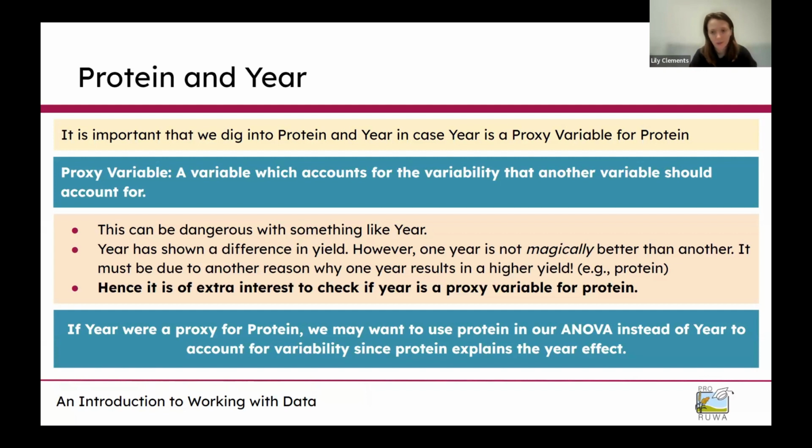This can also be found with things like village, region, those sort of variables which aren't causal. A certain village is not going to be your reason why you've got a different yield. It might be to do with an aspect of that village, the rainfall amount in that area, the soil type, and so forth, the type of land.